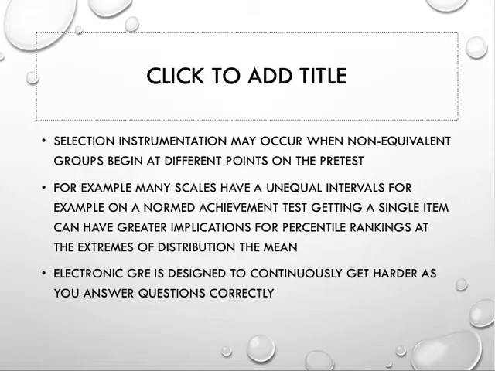Selection instrumentation may occur when non-equivalent groups begin at different points on the pretest. For example, many scales have unequal intervals. For example, on a normed achievement test, getting a single item can have greater implications for percentile rankings at the extremes of distribution of the mean.